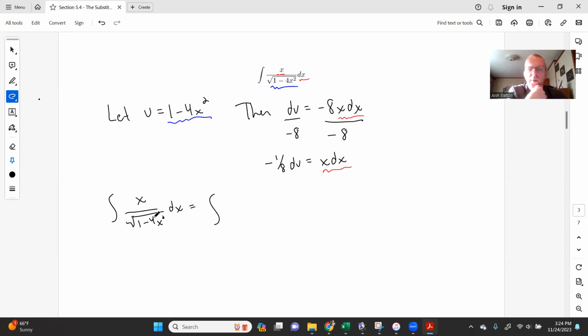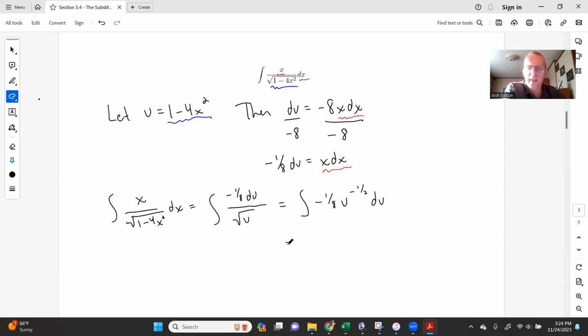So let's take care of the u part first. So underneath we'll have the square root of u, 1 minus 4x squared, that's u, so it's just square root of u. And then x dx is negative 1/8 du. And so we can write this with the u having an exponent if it helps. So negative 1/8 u to the negative 1/2 du.